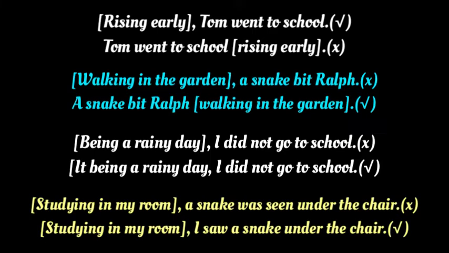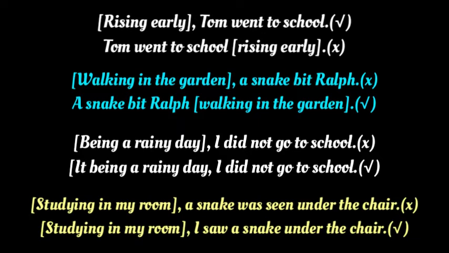However, in the next sentence, "Tom went to school rising early," the participle phrase "rising early" is placed after the noun school. So there is a question, who rose early, Tom or school? And that's why this sentence is wrong.